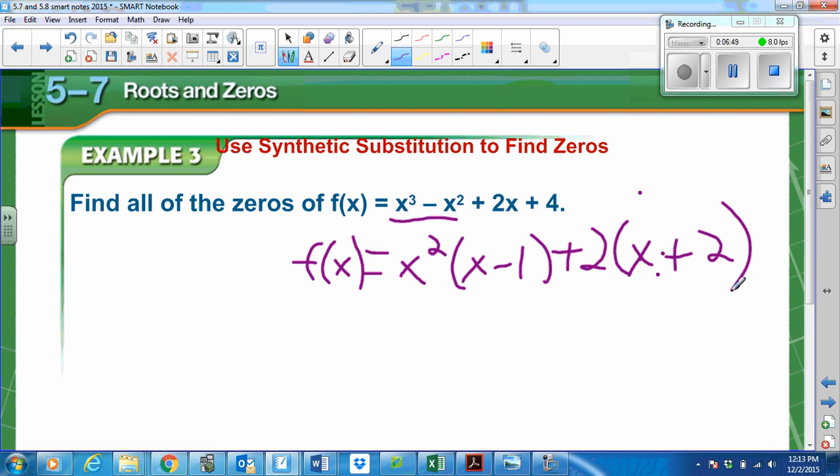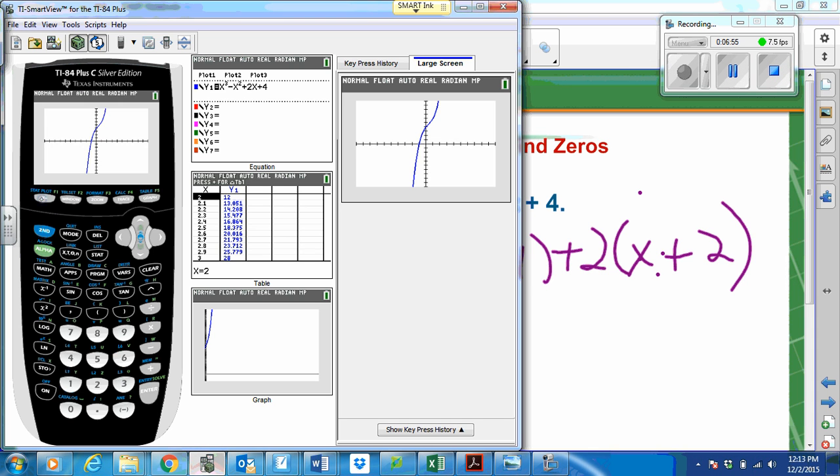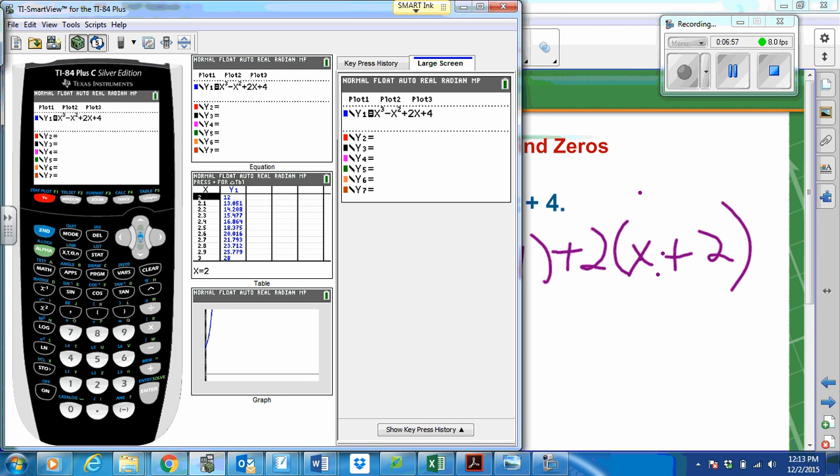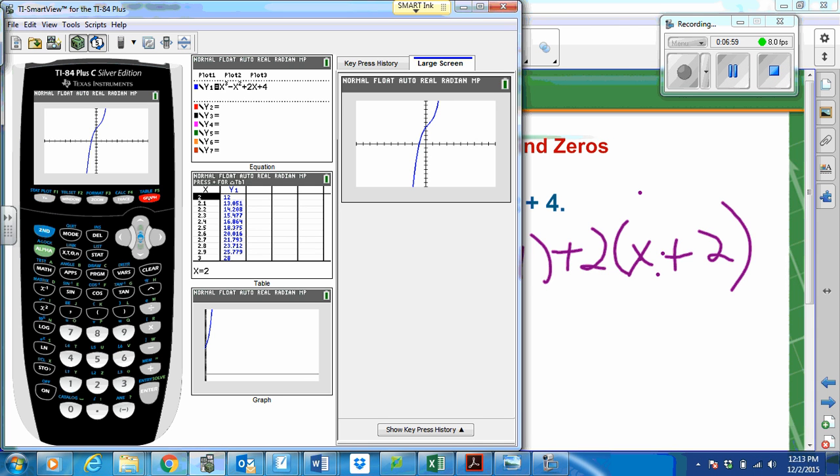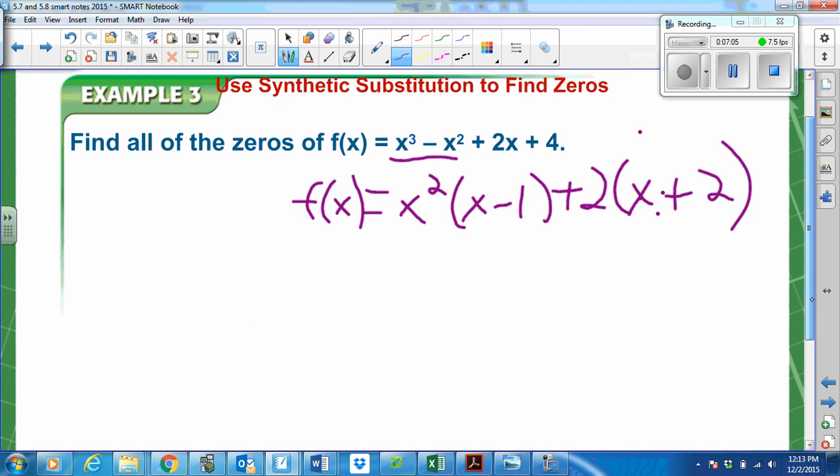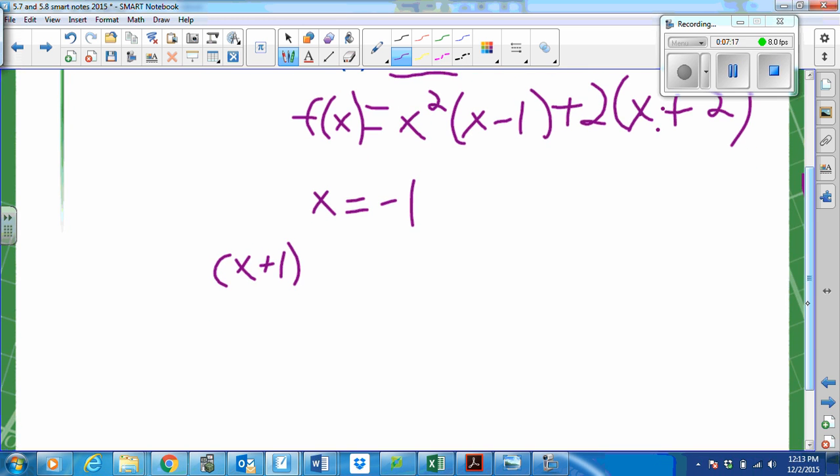So in this case, I'm actually going to go to my graphing calculator. And when I put this function into y equals in my graphing calculator, so there's our function, and I graph it, I can see that one of our roots is negative 1. And so in that case, I know that if a root is negative 1, then we have a factor of x plus 1. Now we're supposed to find all of the zeros. So I need to do synthetic division to finish finding the zeros.